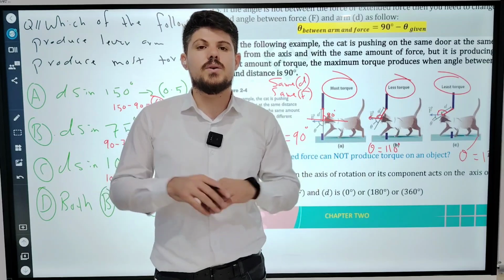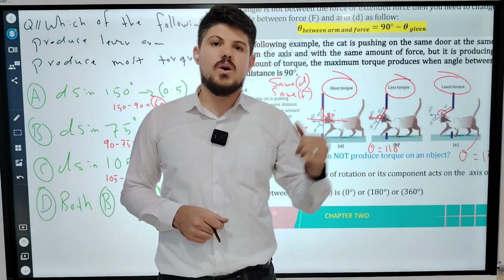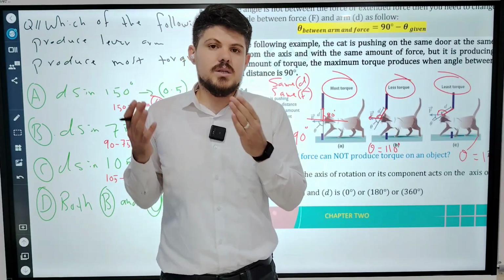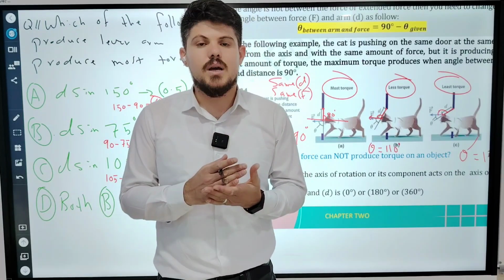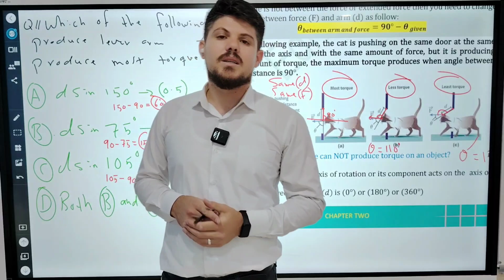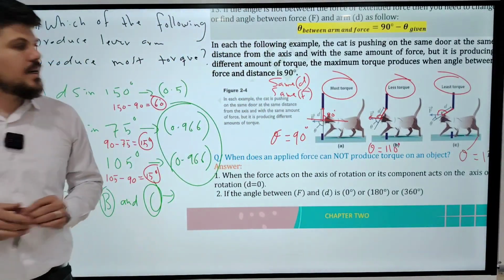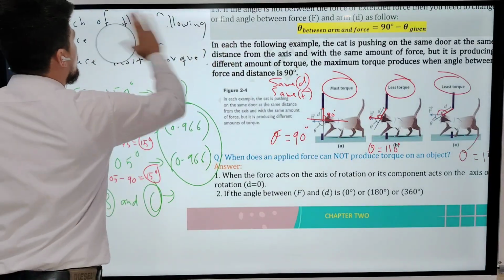For example, which of the following has the most torque, 120 degrees or 70 degrees? Absolutely the 70 degrees. Why? Because the difference between 70 degrees and 90 degrees is 20 degrees. But the difference between 120 degrees and 90 degrees is 30. So that is why the angle close to 90 degrees produces the most torque.